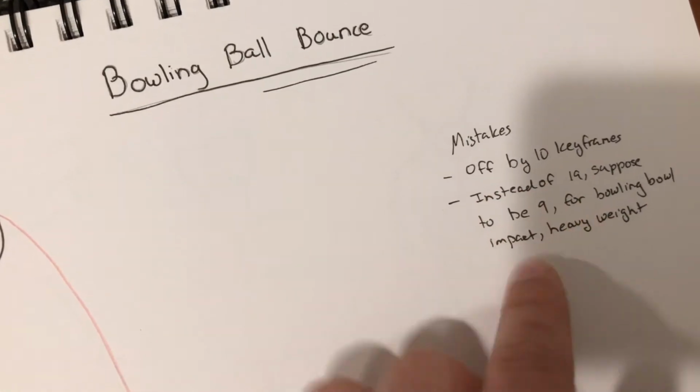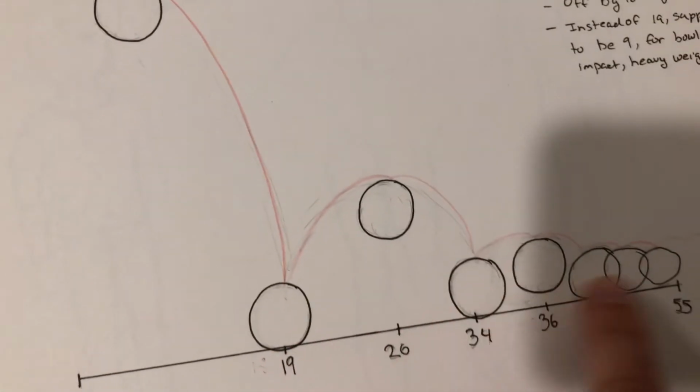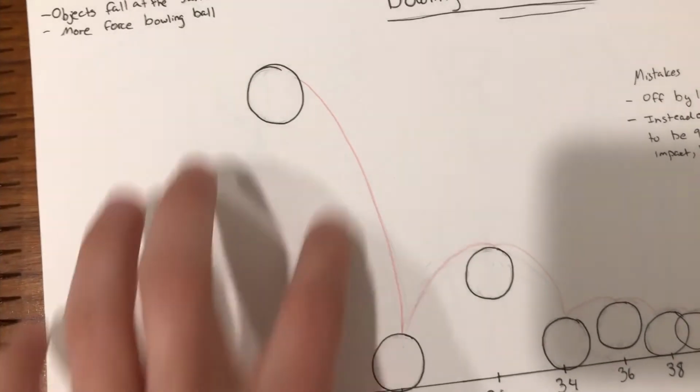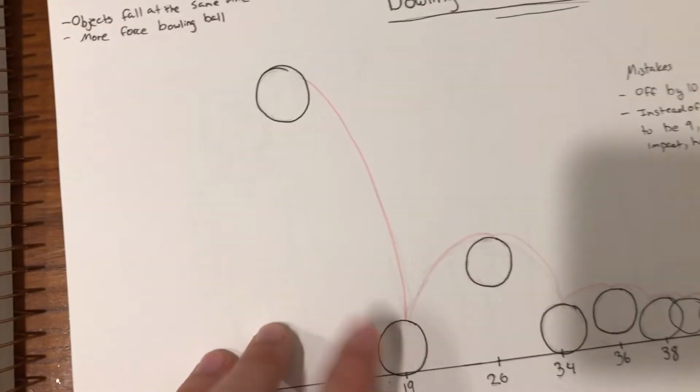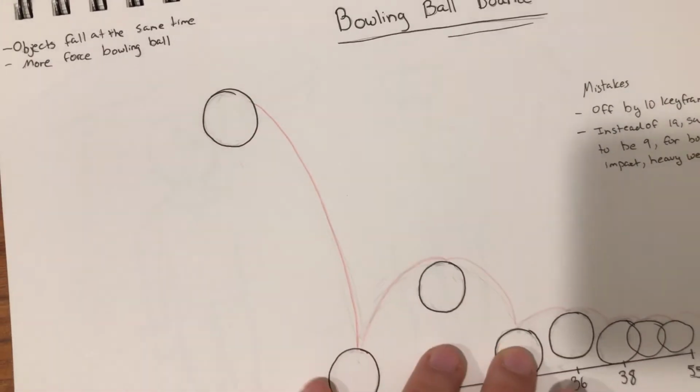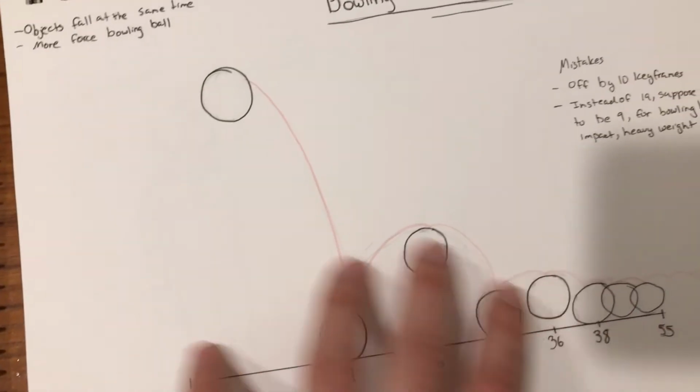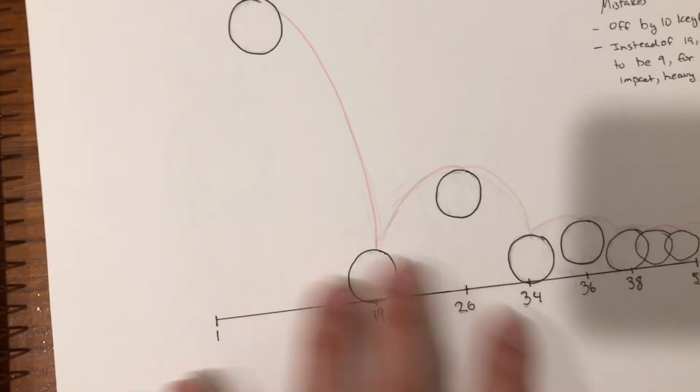So the mistake I made was being off by keyframes. Instead of 19, I would start at 9. So I fixed that, and I did realize the timing was better. I can show it to you right now. And if you've seen on my Instagram or anything, this is what I try to do.